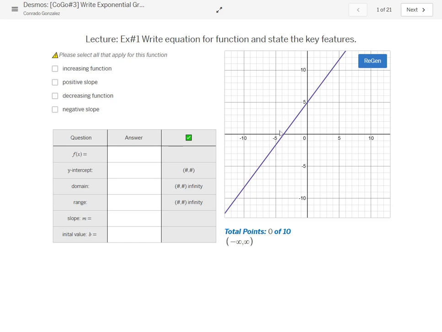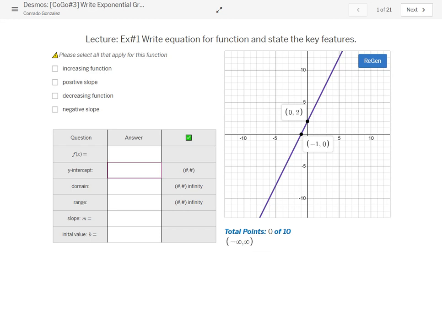Okay, in this Desmos activity, you have to write the equation for the function and state the key features. Now, you won't have the regeneration button, but all your equations will be randomly generated, and your screen will not look like your neighbor's screen. So let me pick this one. There's the y-intercept, there's the x-intercept. What is the function of this line?